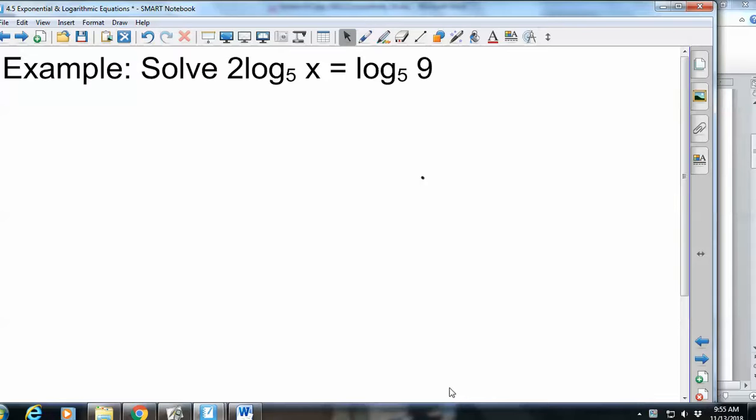We need just one log on each side so they can cancel. The thing that's holding us up right now is that 2. Where can you put that 2? You could divide it over, but then that makes it a 1/2 over here. Can you bring it up so we can use those properties of logs? Coefficients can turn into exponents.